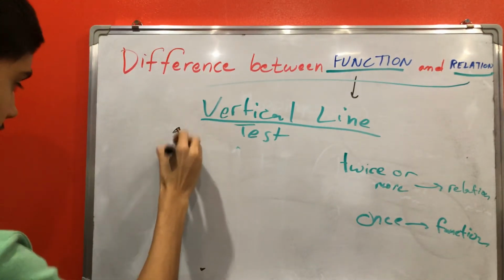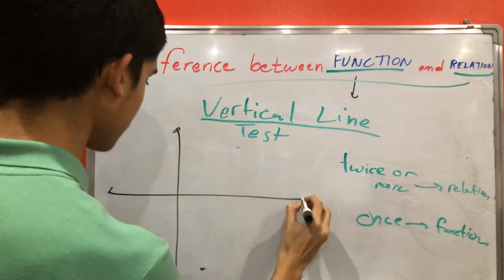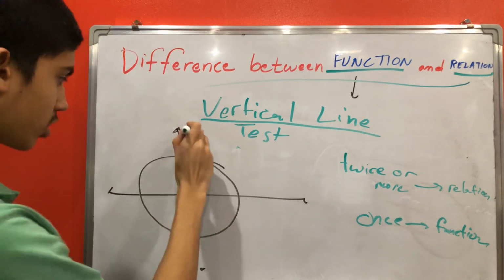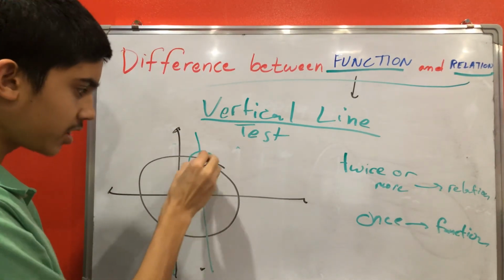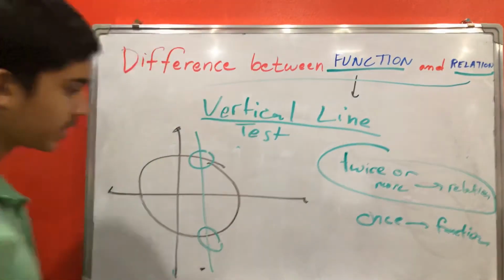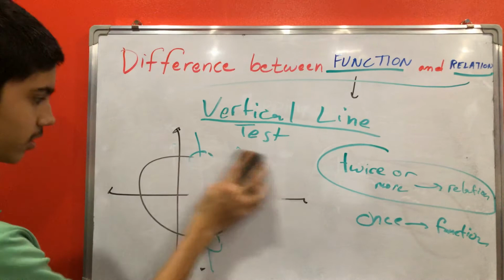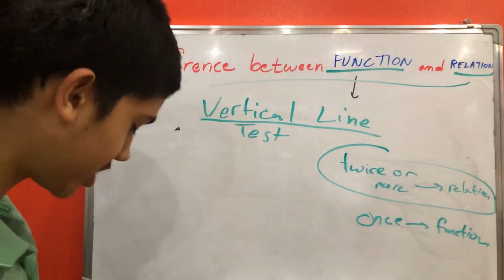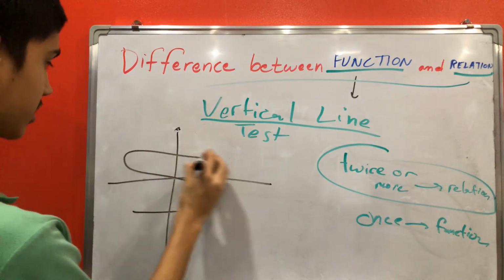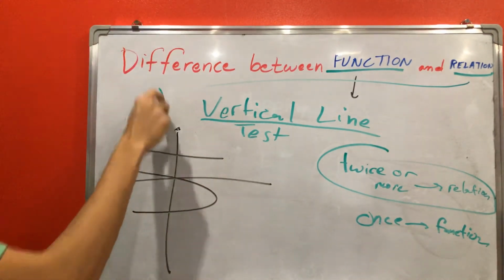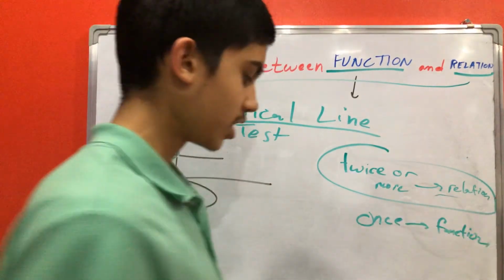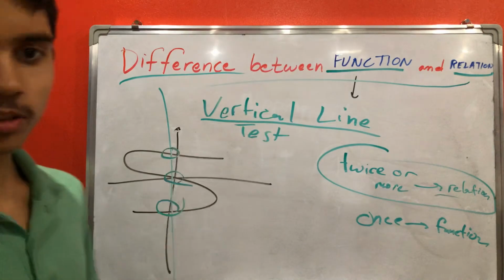But if we have a graph like this, a circle, this is a relation because when we draw the vertical line, we see that it intersects twice. That's why it's twice or more, and that will mean it's a relation. Another example of a relation is this kind of graph. This is a relation because when we draw the line, we see it intersects multiple times. So that's the difference between a relation and a function.